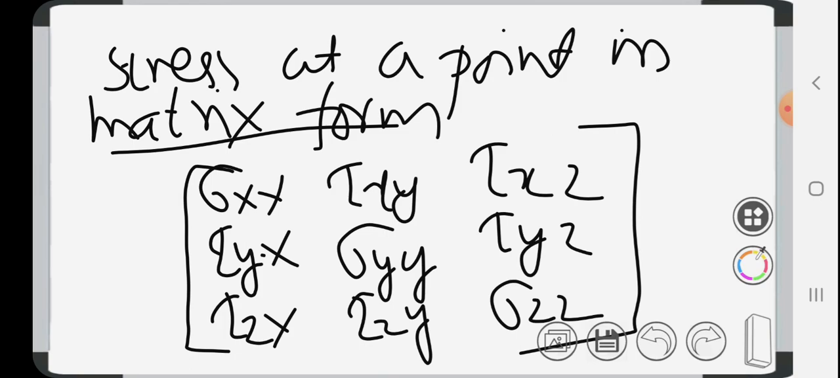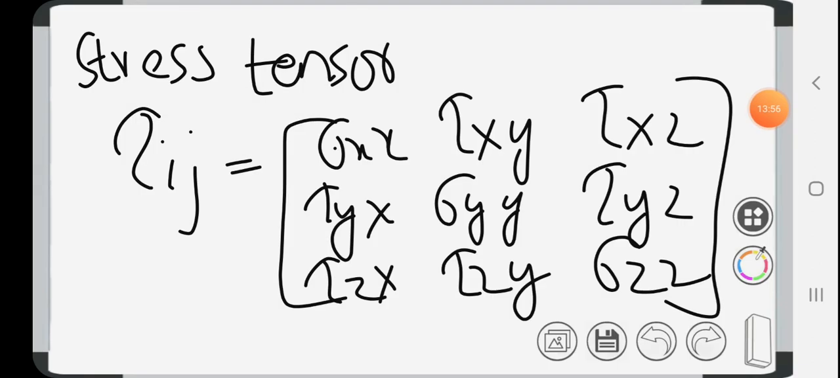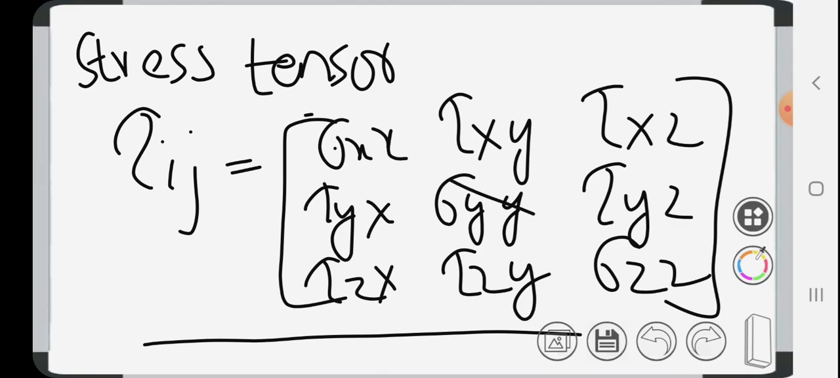So students, I will show you. This is the method to write a stress tensor, or the stress in the form of a matrix. Tau ij equals the matrix: sigma xx, tau xy, tau xz, tau yx, sigma yy. So the normal components should be on the diagonal. All other terms are shear components only. So that is how we write it.